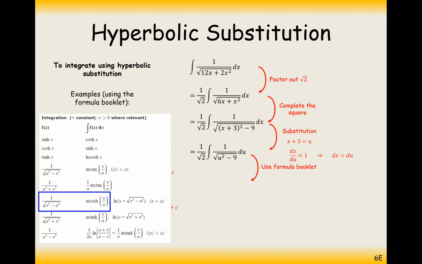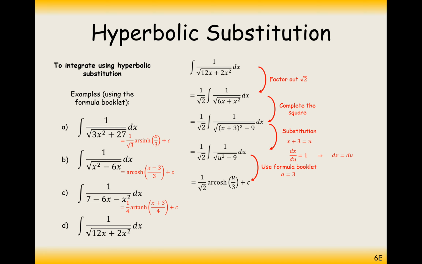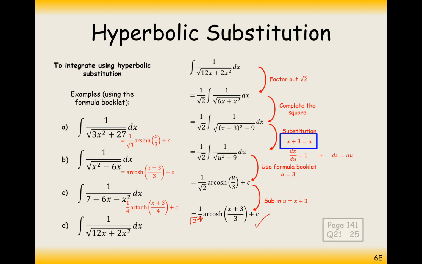It'd be the cosh one, because it's got a minus a squared or a minus 9. So here a must be matching up with 3. So it's going to be 1 over root 2 r cosh u, because it was a u integral here, u over 3 plus c. Then bring the u back in for x plus 3. So it's going to be 1 over root 2, no, not 1 over 4, 1 over root 2 r cosh x plus 3 over 3 plus c. And there we are. That's the answer to part D.